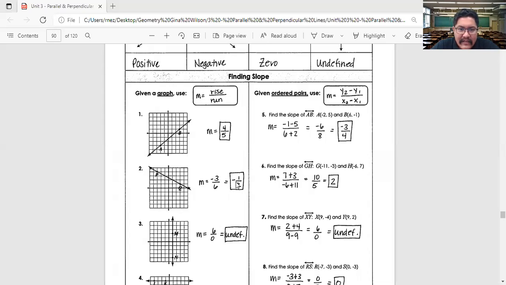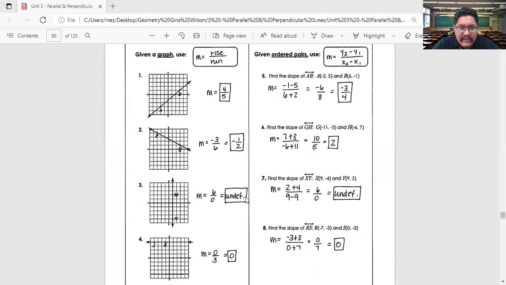Don't forget the negative. The negative has to stay there because this slope is negative. It's going down 1 over 2, down 1 over 2, down 1 over 2. Okay, so that's why we reduce the slopes. Okay, so let's look at the next one here.